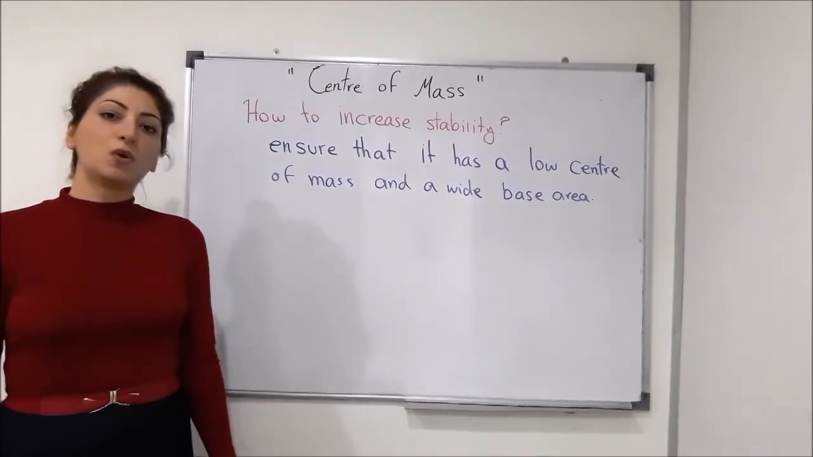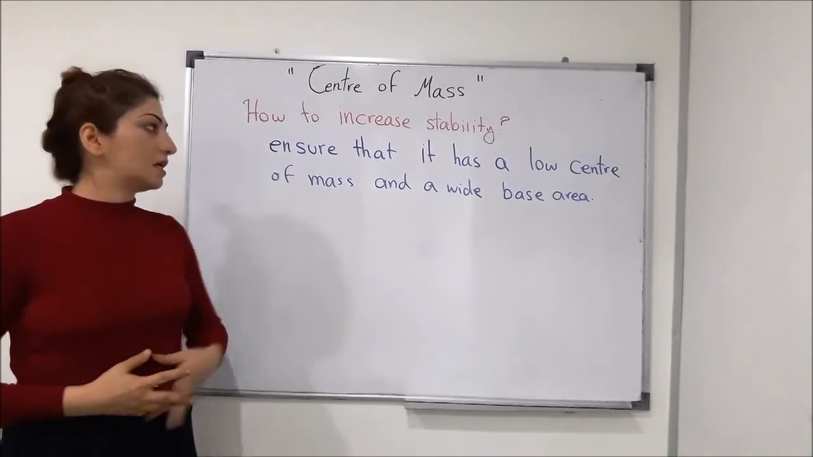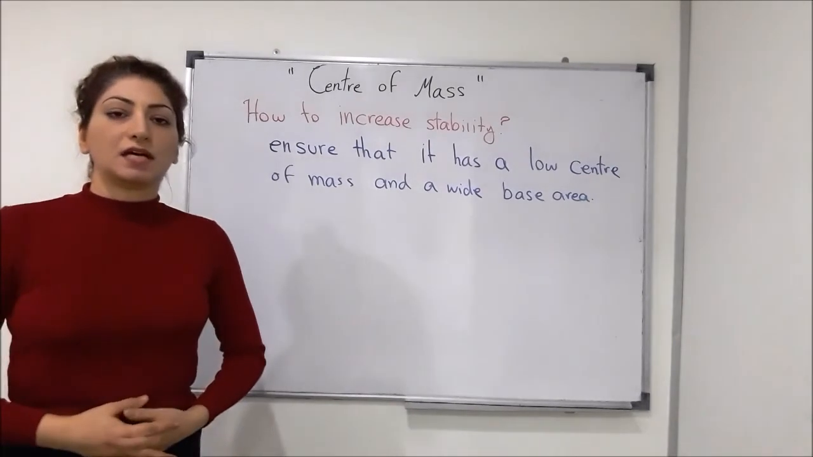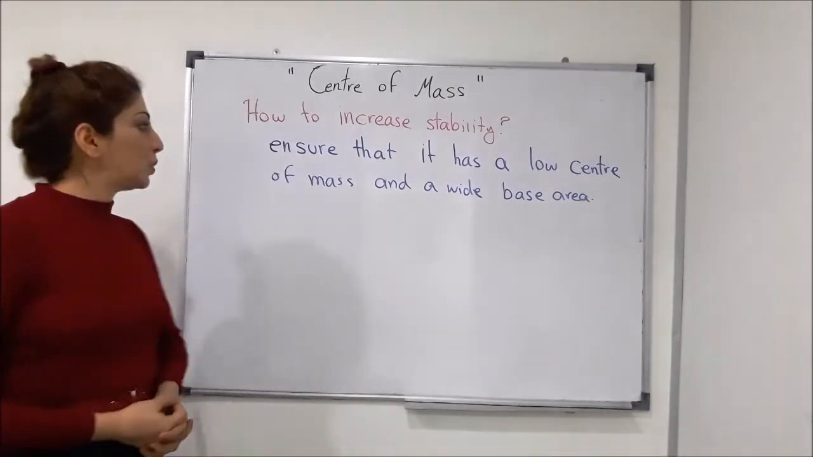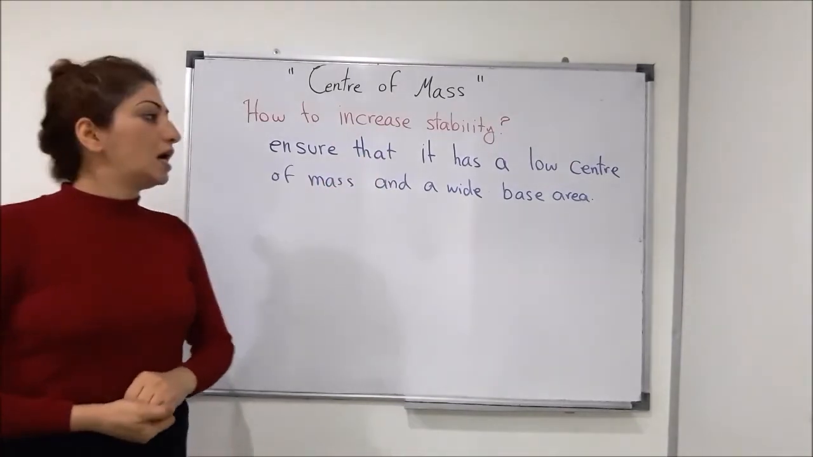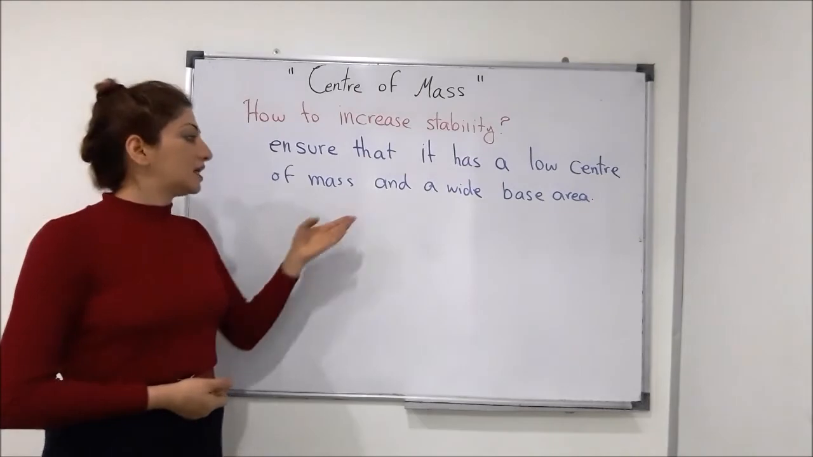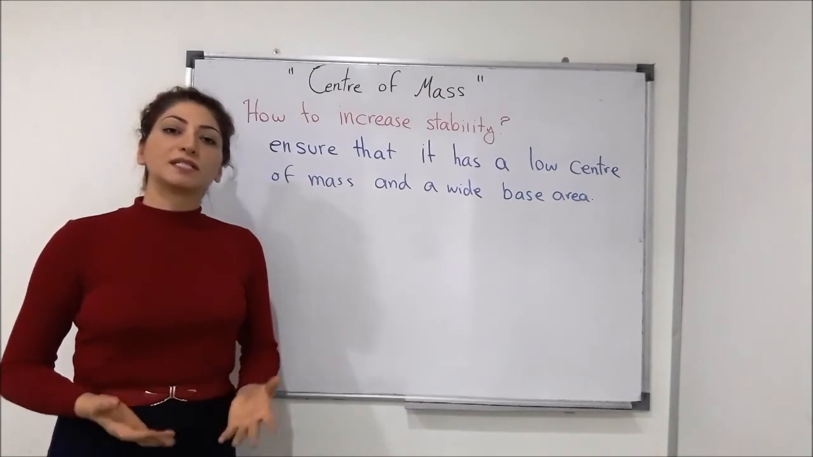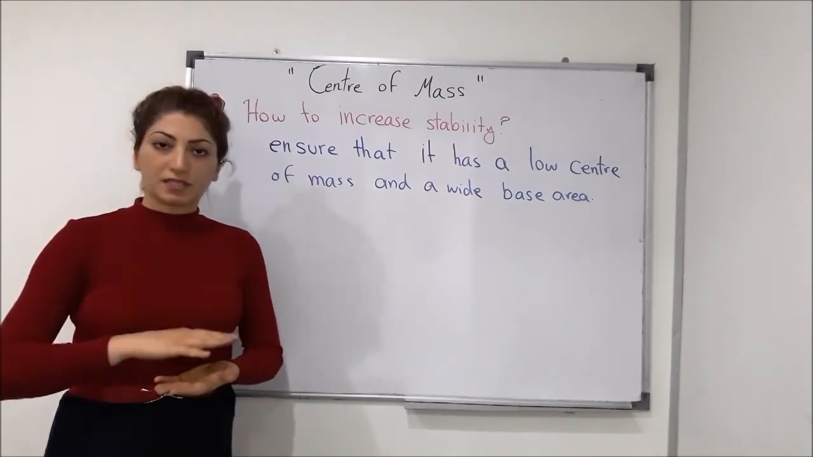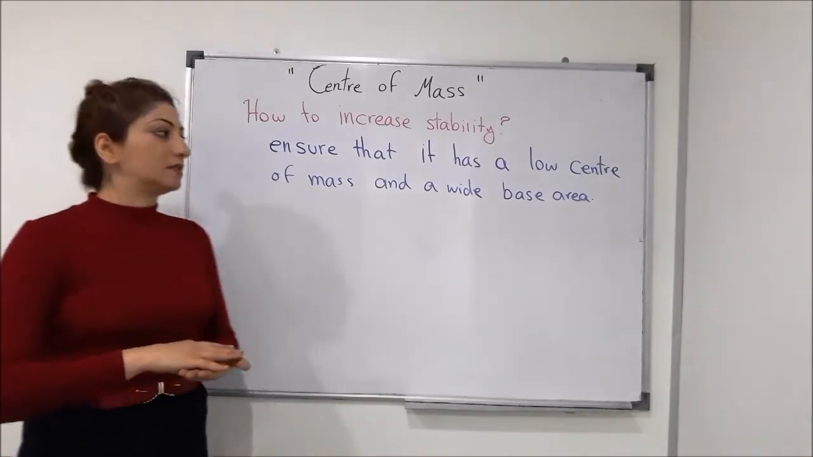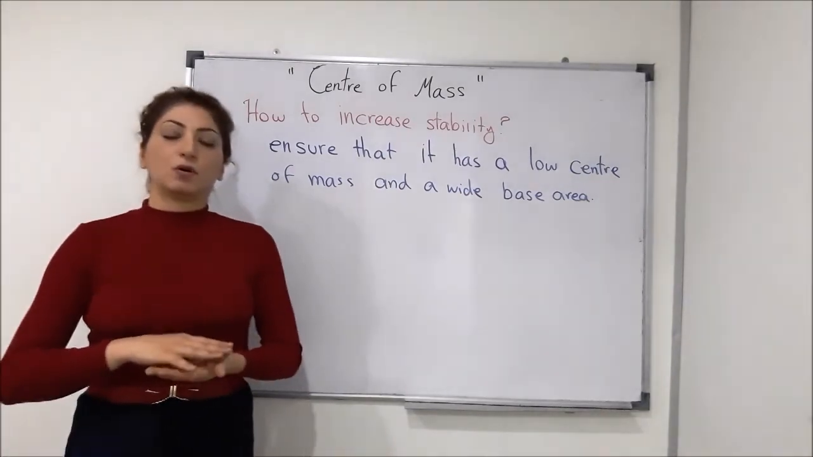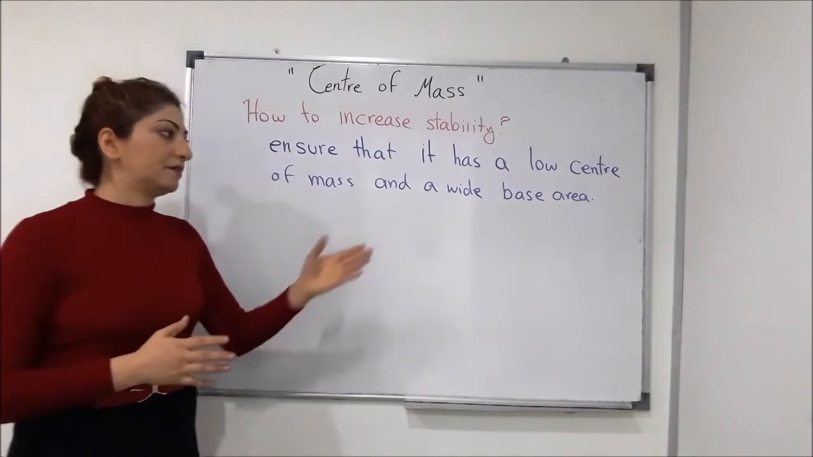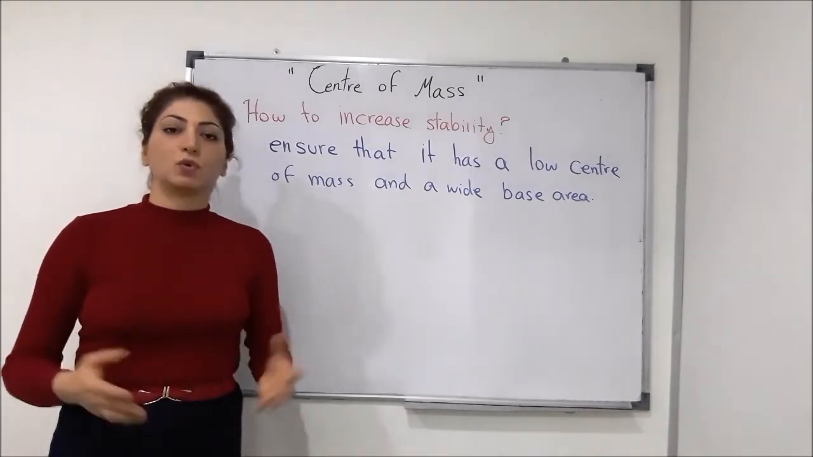You may ask me how we can increase the stability of objects. In order to increase the stability of an object, you have to make sure that it has a low center of mass or gravity, and at the same time a very wide base area. The lower the center of mass or gravity, the more stable the object is, and also the wider the base area, the more stable it can be.